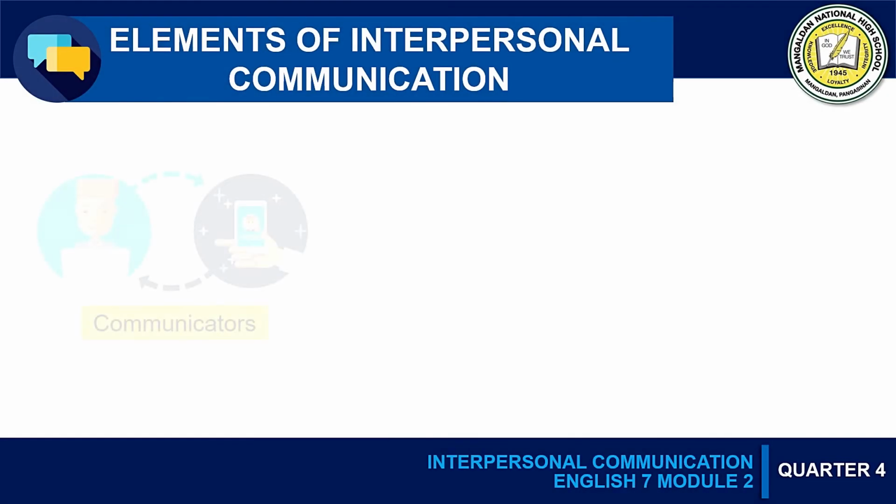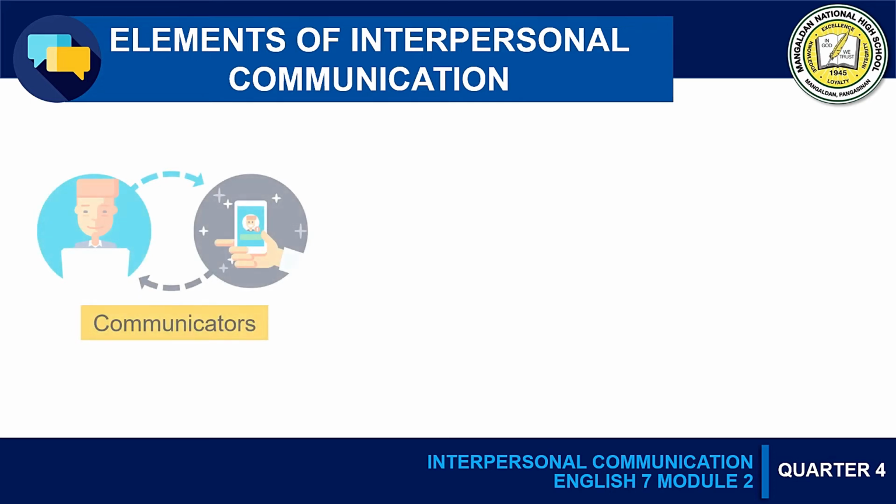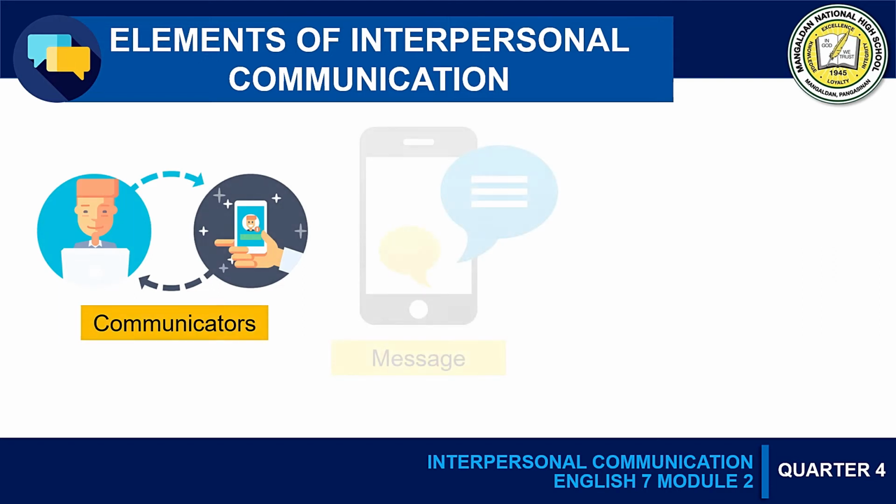These are the elements of interpersonal communication. First, the communicators. Interpersonal communication involves at least two people exchanging messages face-to-face. So, while one person is talking, the other should be listening while nodding, smiling, responding appropriately to the information conveyed.